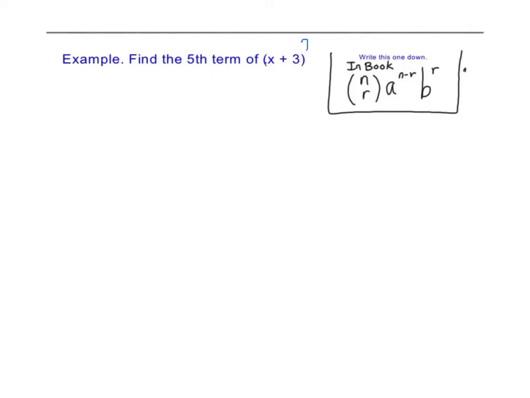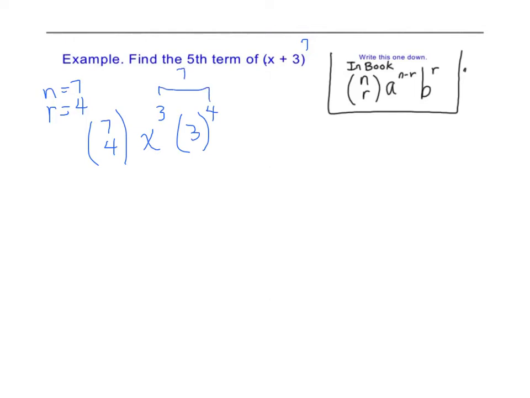Okay, find the fifth term of x plus 3 to the 7th. We're going to do the same thing. n is 7. R in my formula is 1 less than the given term, so that's going to be 4. So I'm looking for 7 objects taken 4 at a time. The first term is n minus r, so that'll be to the 3rd power. And the second term, which is 3, is going to be to the r power. Notice these two add up to 7.